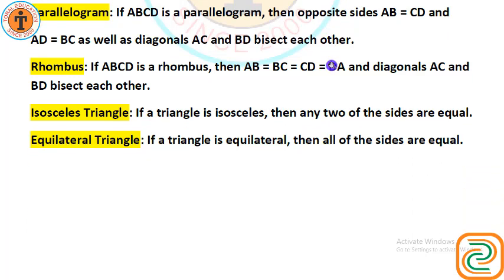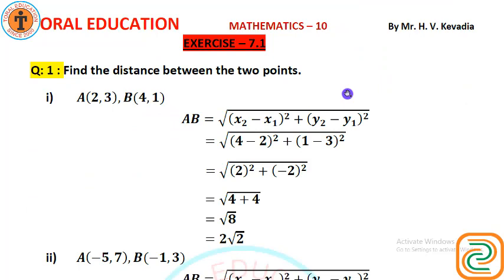Now friends, we are going to exercise 7.1. So first question is, find the distance between the following pairs of points, right? So here are the pairs. A equals to 2, 3, B equals to 4 and 1. So we have distance formula. AB equals to root x2 minus x1 whole square, y2 minus y1 whole square. This is x2, this is x1.